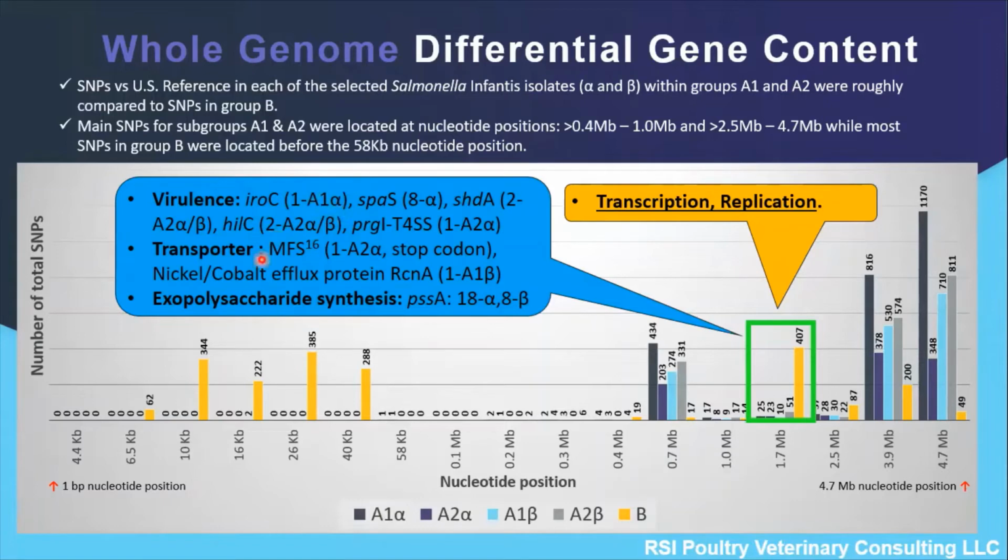I want to highlight here this gene, the MFS. The MFS gene is a major facilitator superfamily gene. This gene has a premature stop codon that suggests this gene is not functional, and a non-functional gene may cause reduced tolerance to certain drugs. The phylogenetic group B had mutations in transcription and replication genes in this region of the chromosome.